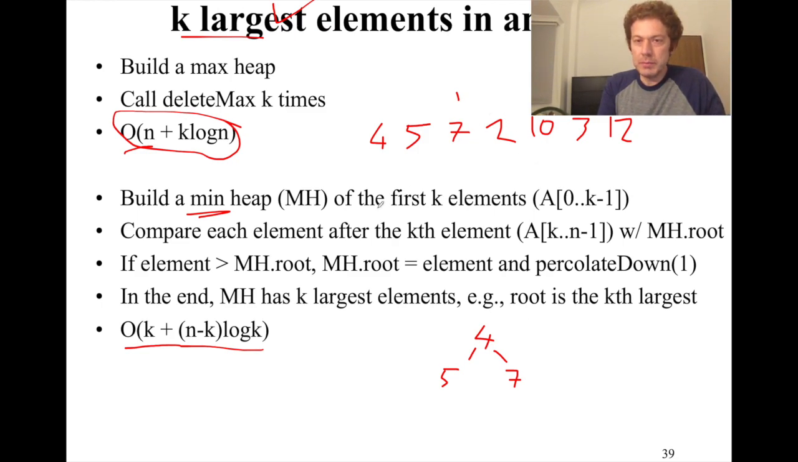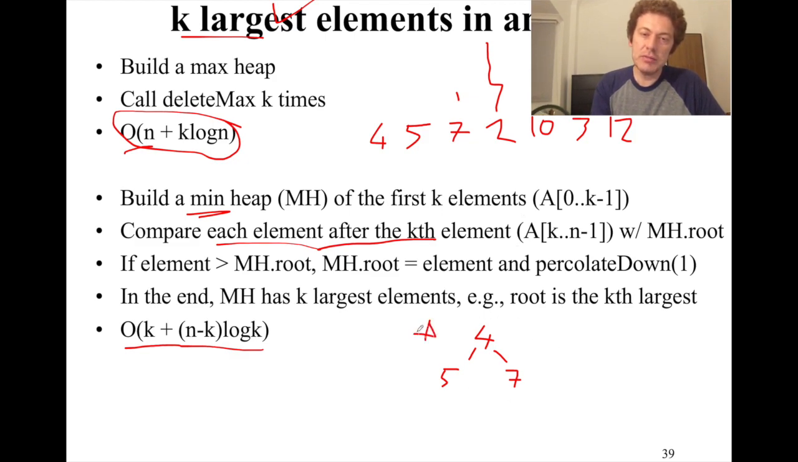Compare each element of the rest with the minimum, with the root, and then do the action. So what is going on here? The next element is 2. Compare it with 4. So what is this telling you intuitively? 4 is the minimum of this set, right? By definition, it's a min heap. So 2 is not even bigger than the minimum of these 3. So then it doesn't deserve to be in this result set. In the end, this will be my result set.